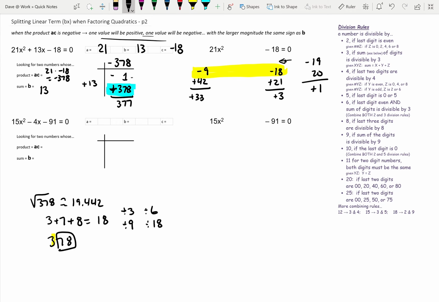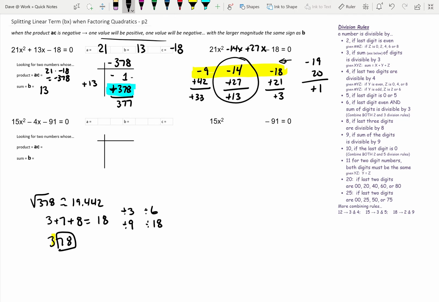I guess we could try 13. Nope, that doesn't work. So if we go 14, let's see, 14 here, 27 here. Hey, there's my positive 13, and then I can break up the middle term as negative 14x plus 27x.